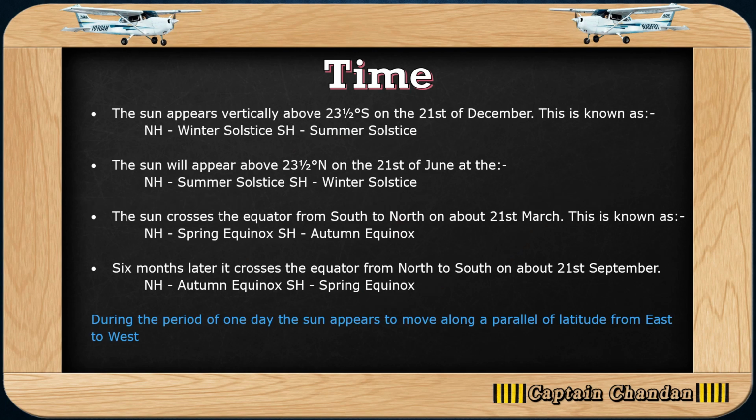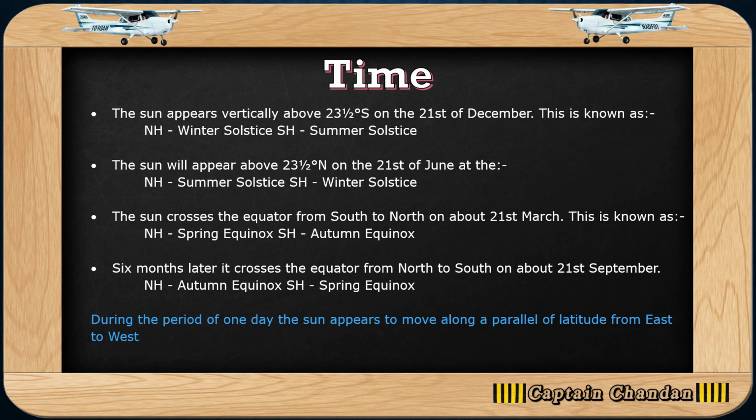The sun appears vertically above 23.5 degrees south on the 21st of December. This is known as winter solstice for the northern hemisphere, and for the southern hemisphere we call it summer solstice, because at 23.5 degrees south the sun rays will be direct over there. So in the southern hemisphere it will be summer, and in the northern hemisphere it will be winter.